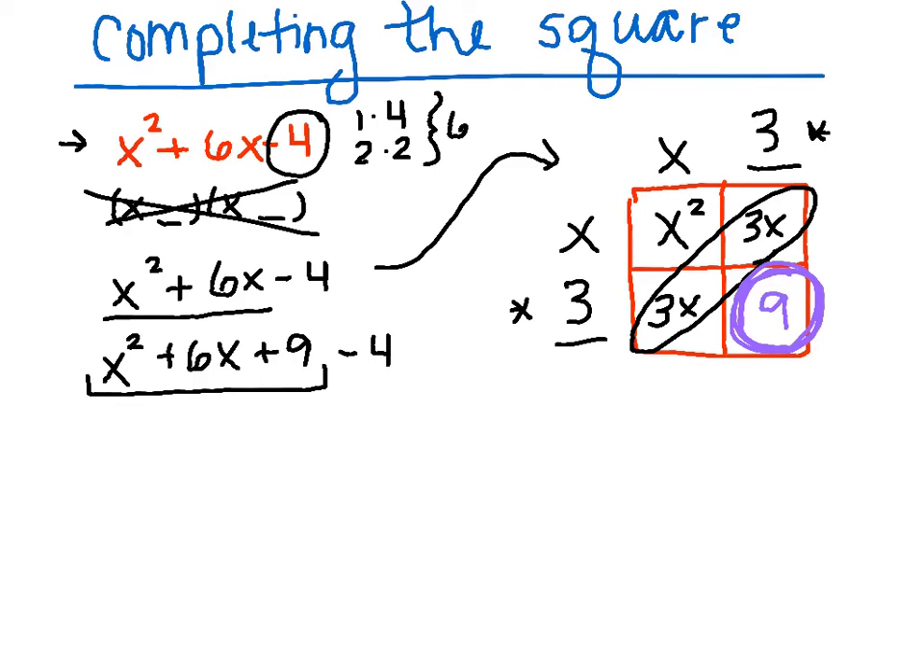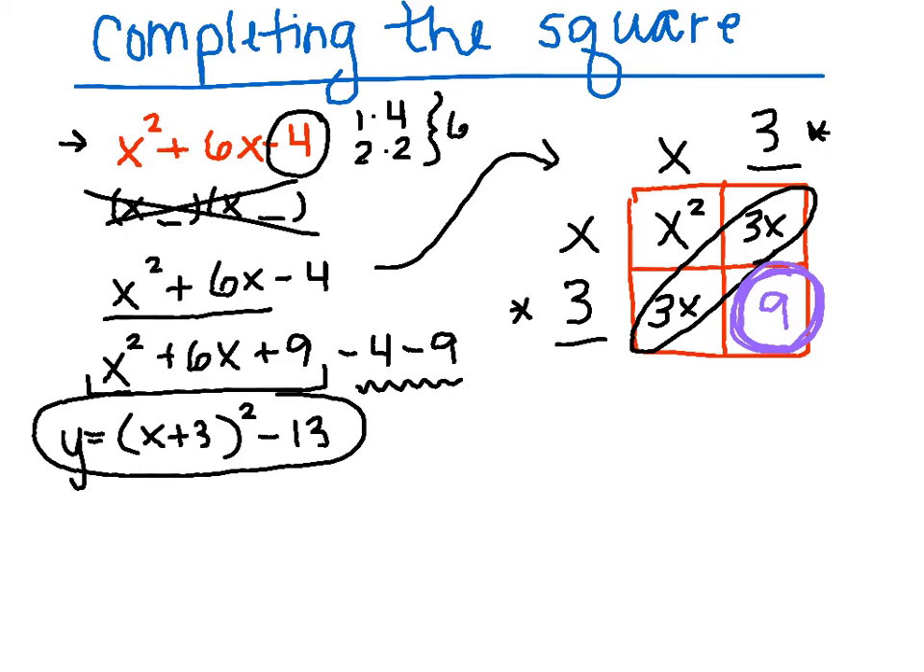And remember, if you add 9, you need to subtract 9. So now we factor this x squared plus 6x plus 9, and we see that that's x plus 3 quantity squared. And then the last thing to do is to group this -4 minus 9, and so that's -13. So we went from having a polynomial that wouldn't factor to having one that's now in vertex form.